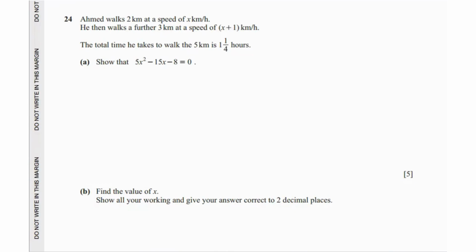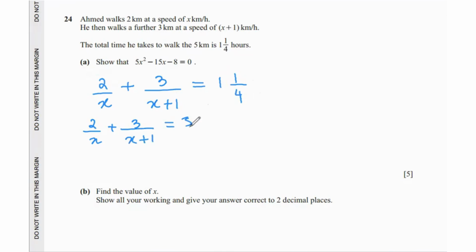So let's create the equation first. He's walking 2 kilometers at a speed of x kilometers per hour, so the time for Ahmed first is going to be 2 over x. Then he walks a further 3 kilometers at a speed of x plus 1. So both of these added together give us the time of 1 and 1 over 4. This is what we begin with. So we can rewrite the mixed number as an improper fraction. That's going to be 5 over 4.